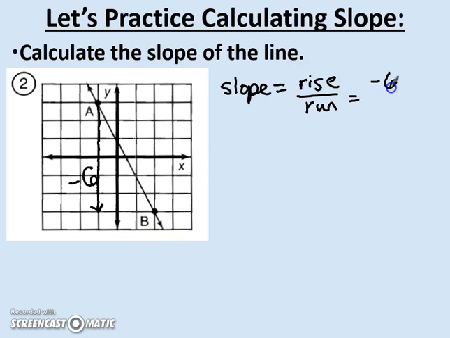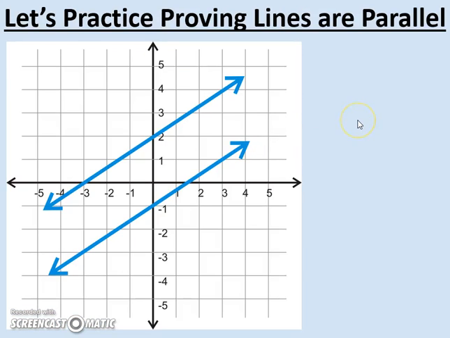Now I'm going to be moving to the right. 1, 2, 3. And since I went to the right, that's positive 3. Now, a negative divided by a positive results in a negative, and 6 will divide by 3, so 6 divided by 3 is 2. So our slope is negative 2. This is an example where the slope is negative because the line's going downward and results in an integer as the slope.